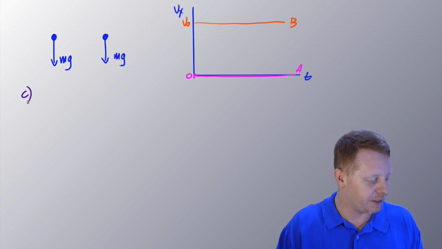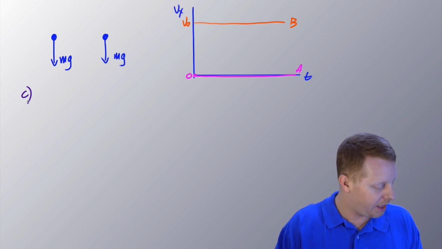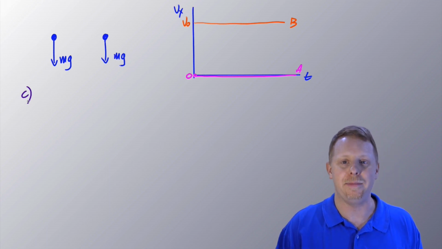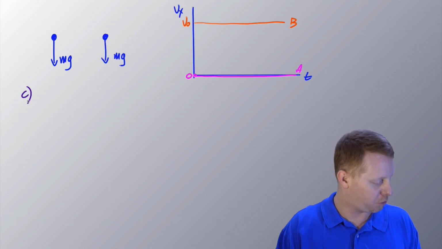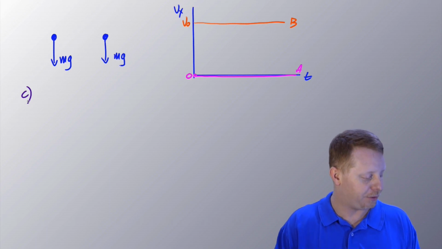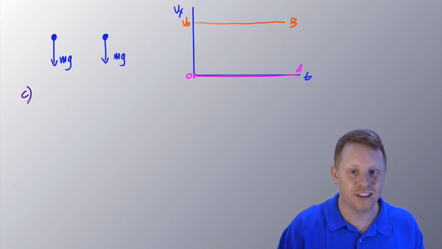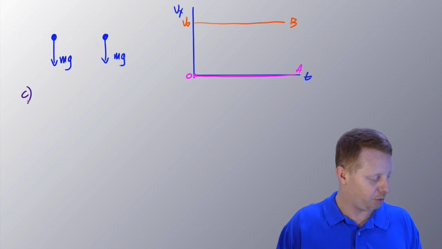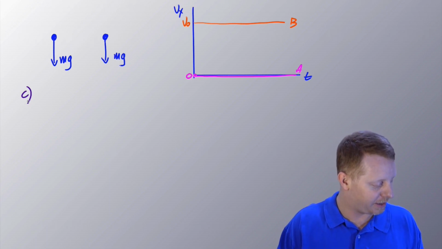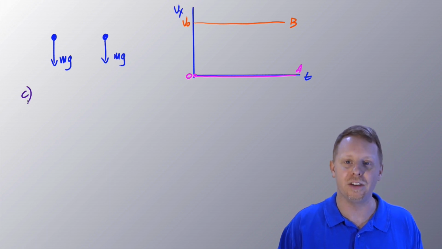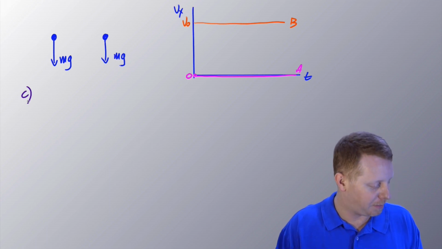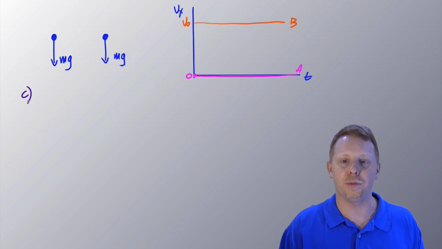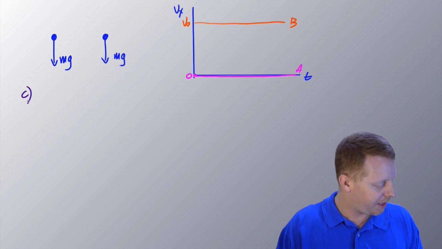Both spheres start with an initial vertical velocity of 0, and both accelerate downward at the same 9.8 meters per second squared. They both travel the same vertical distance with the same vertical acceleration and the same vertical initial velocity, 0. Therefore, we can apply the kinematic equation for cases of constant acceleration to show that they spend the same amount of time in the air, and therefore they reach the ground at the same time.